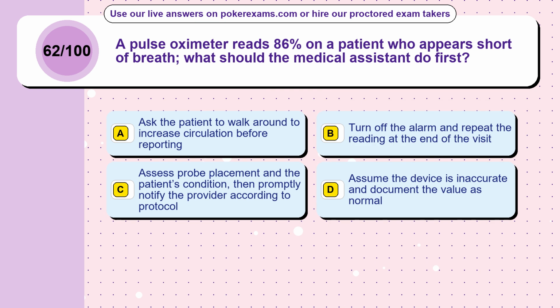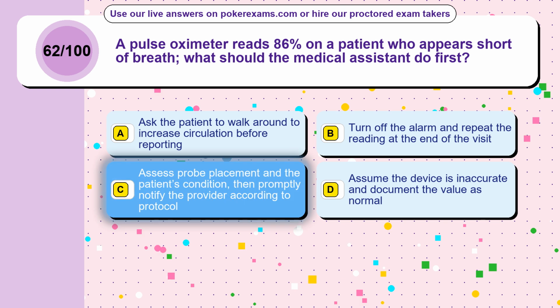Question 62. A pulse oximeter reads 86% on a patient who appears short of breath. What should the medical assistant do first? Option A. Ask the patient to walk around to increase circulation before reporting. Option B. Turn off the alarm and repeat the reading at the end of the visit. Option C. Assess probe placement and the patient's condition, then promptly notify the provider according to protocol. Option D. Assume the device is inaccurate and document the value as normal.